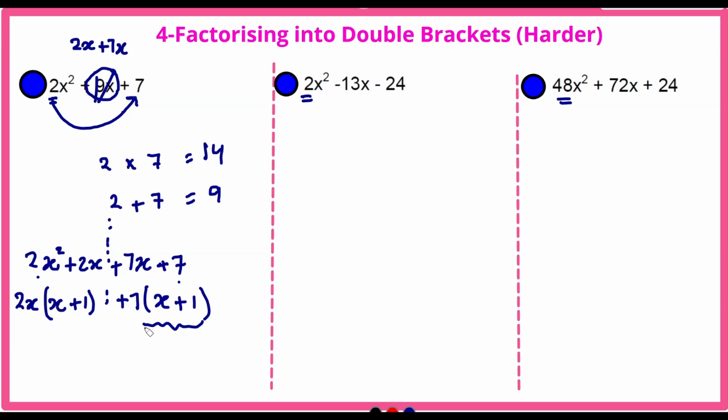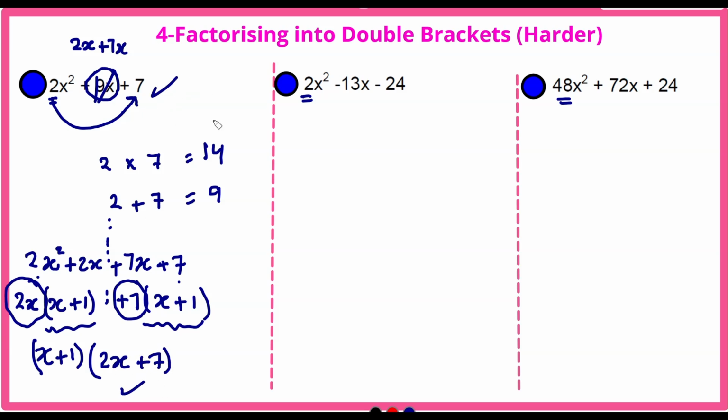What do you notice? This bracket is the same here. You factorize again. You take it out as a common factor. So you have x at 1 from both of them. So what is left from here? 2x left here plus 7 left here. So you put it in bracket here, 2x add 7, and that's the factorizing for this question.